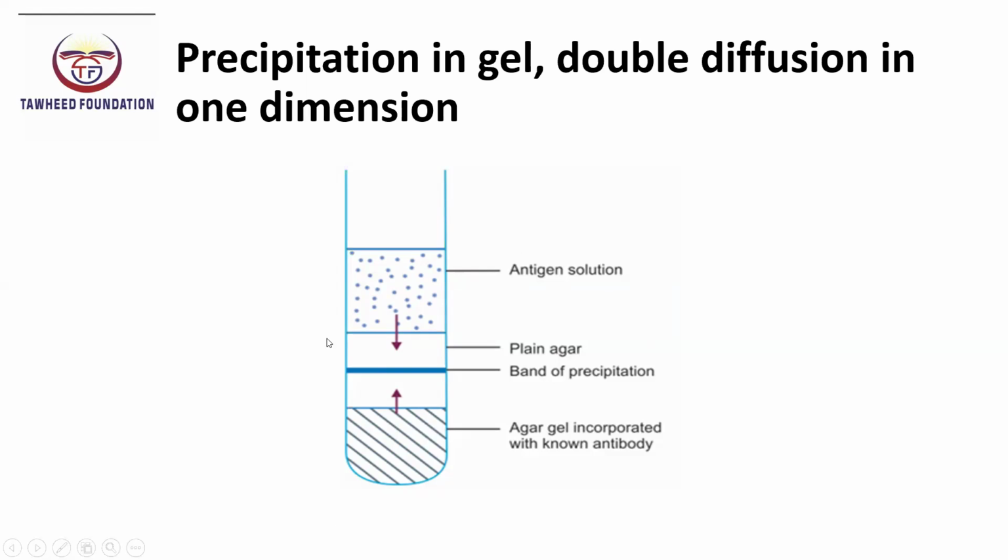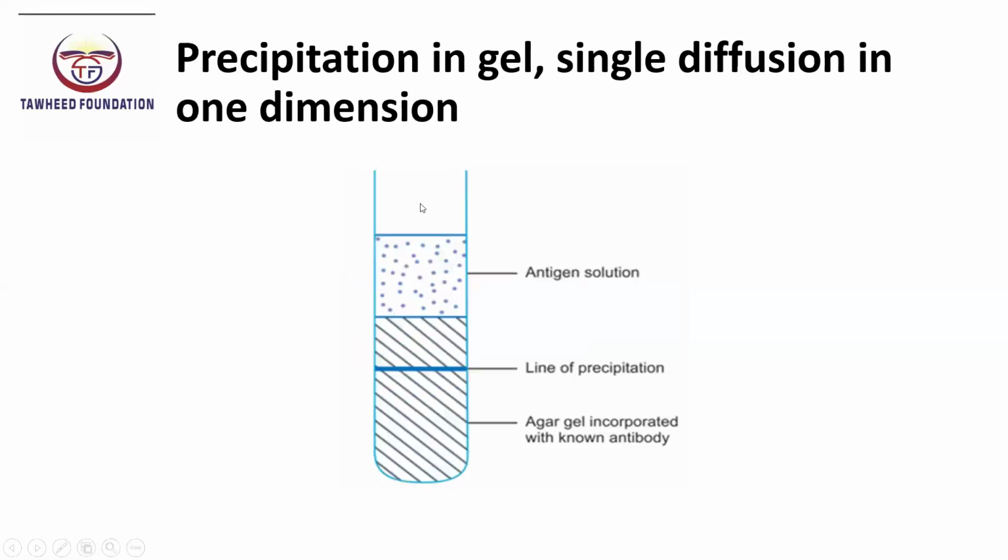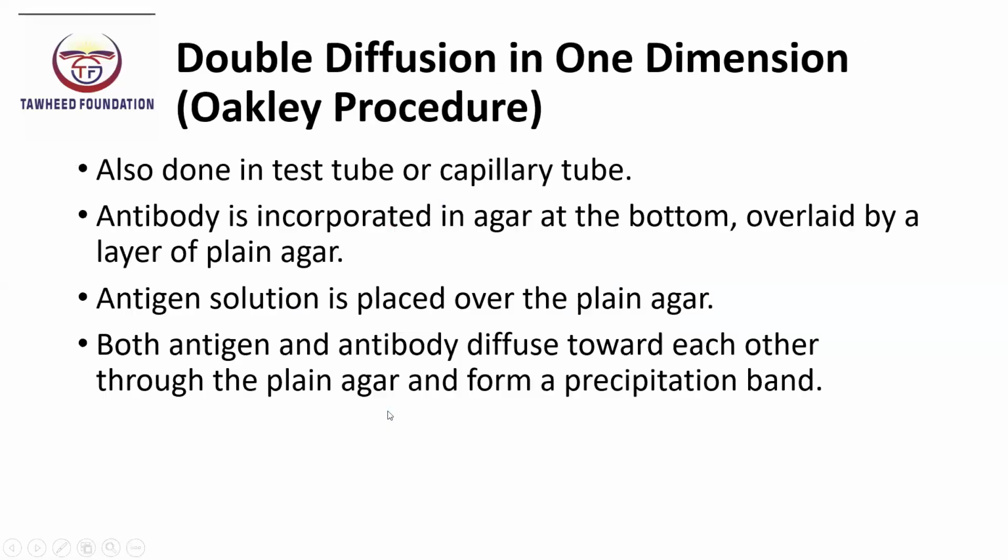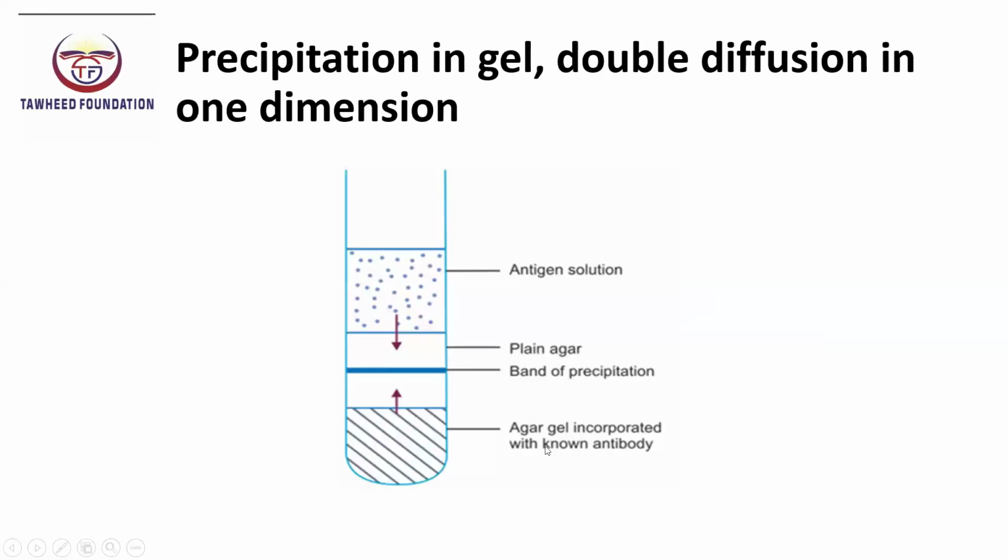So the key difference from the previous slide is that in single diffusion only the antigen moves through a stationary antibody gel, while here both the antigen and antibody move and meet in the middle to form the precipitate.